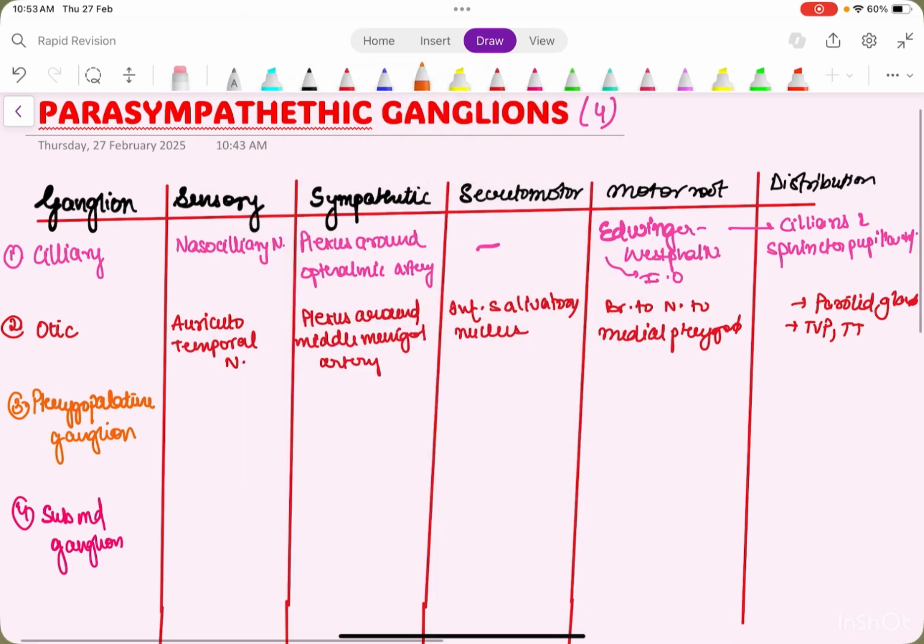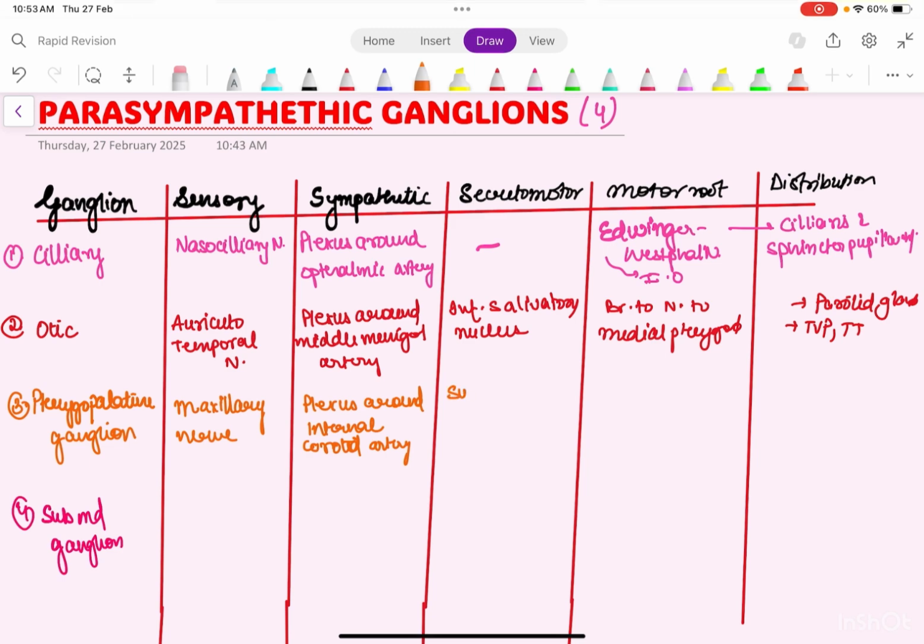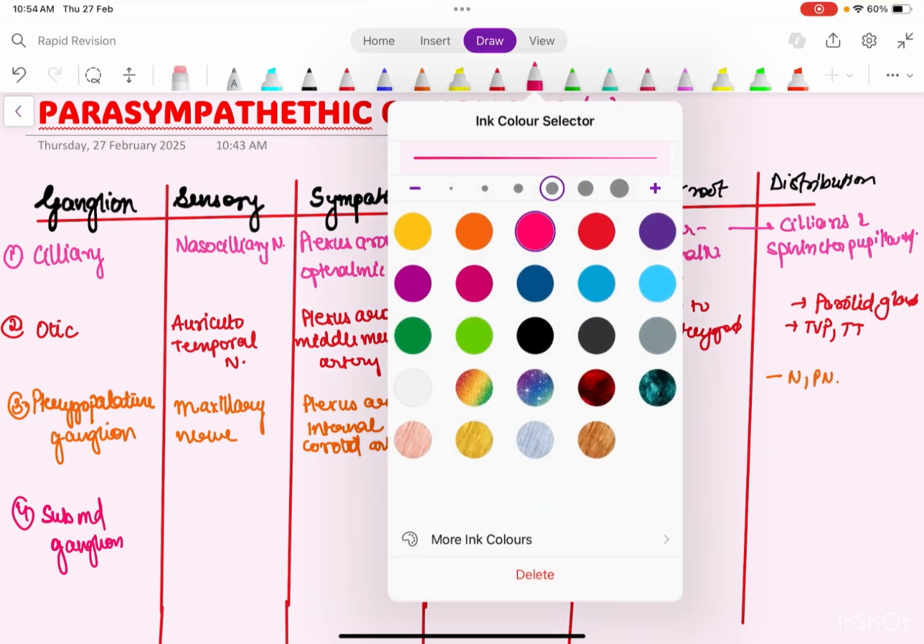Now coming on to the pterygopalatine ganglion. In this, the sensory supply is by maxillary nerve, then plexus around internal carotid artery. Then here you have superior salivatory nucleus. Alright, then motor, then here you have the supply of the nose, paranasal sinus, and so on.